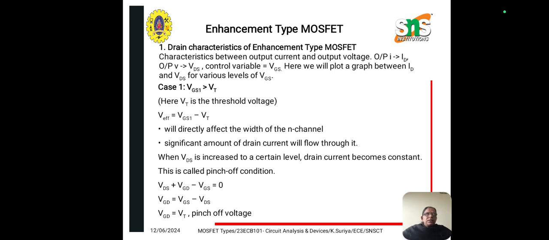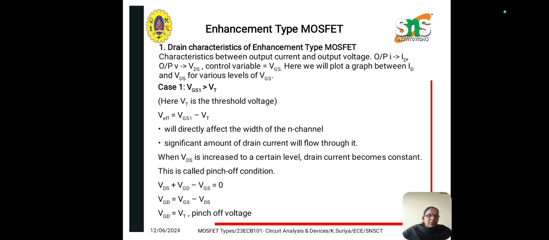Next we will see the characteristics of MOSFET. MOSFET has majorly two characteristics: drain characteristics and transfer characteristics. Drain characteristics are the characteristics between the output current and the output voltage. The output current is given by ID, the output voltage is given by VDS, and the control variable here is VGS. A graph will be plotted between ID and VDS for various levels of VGS.